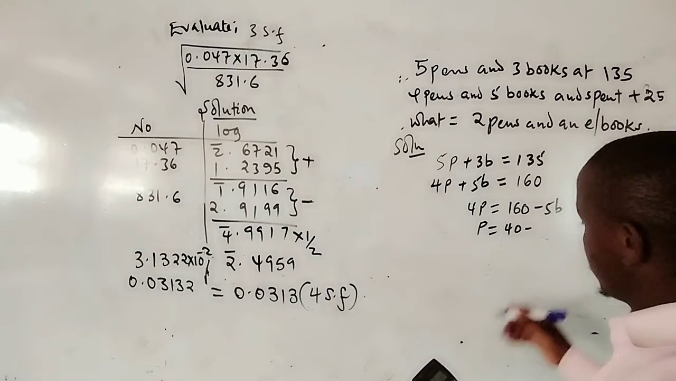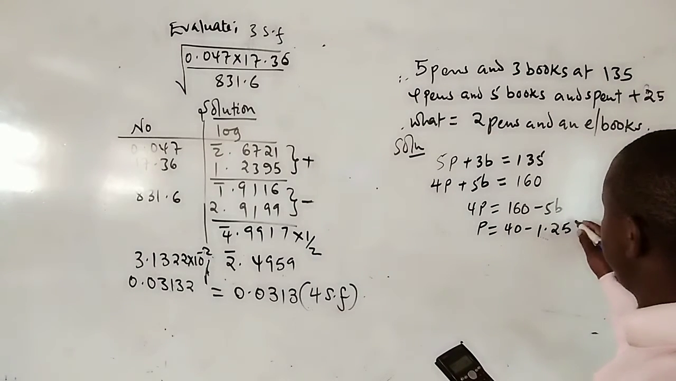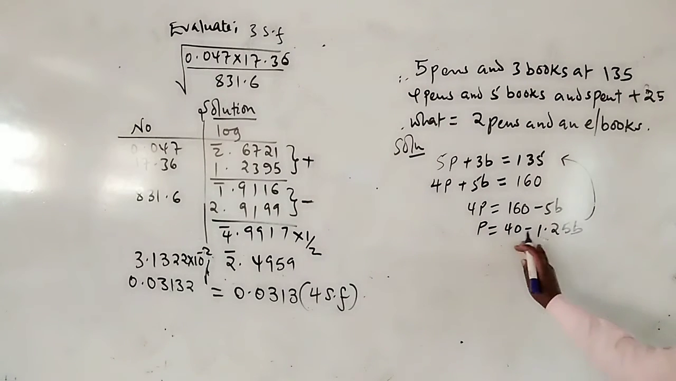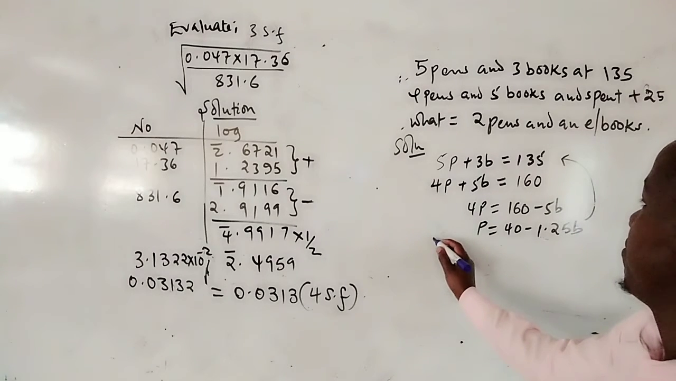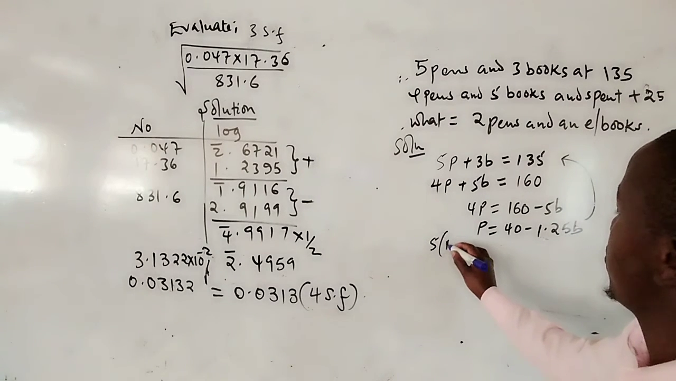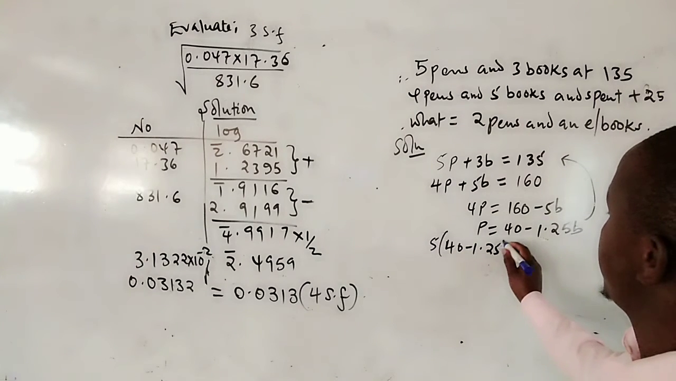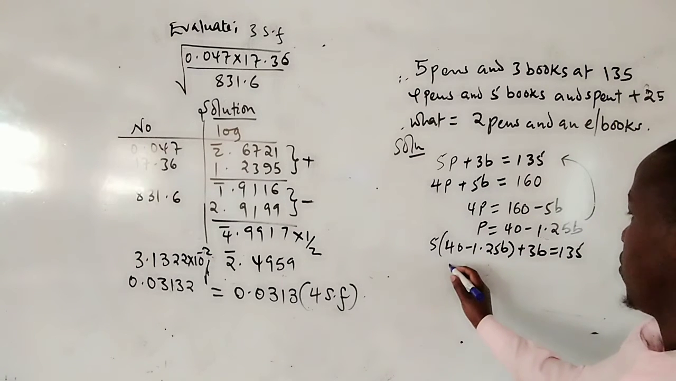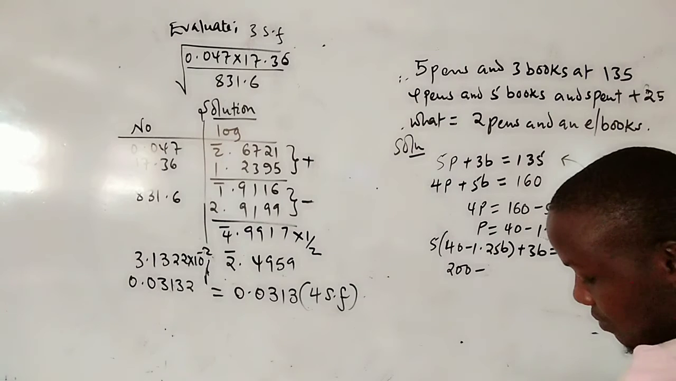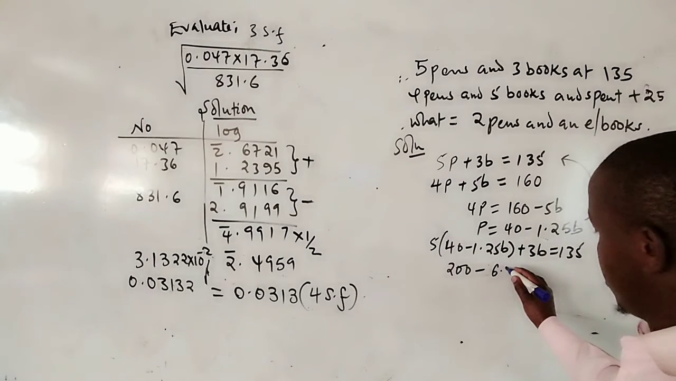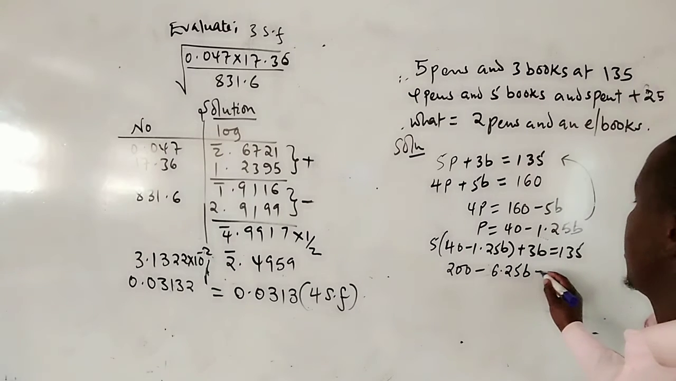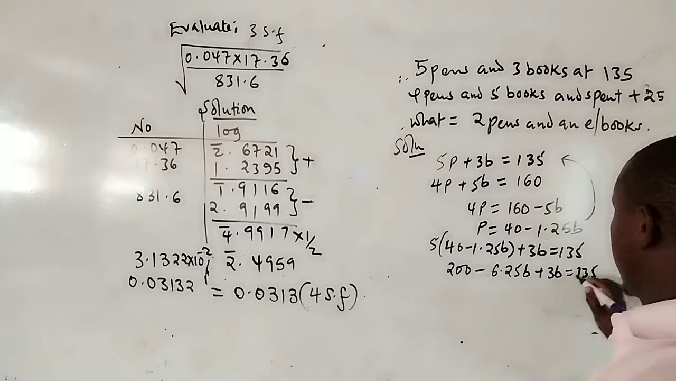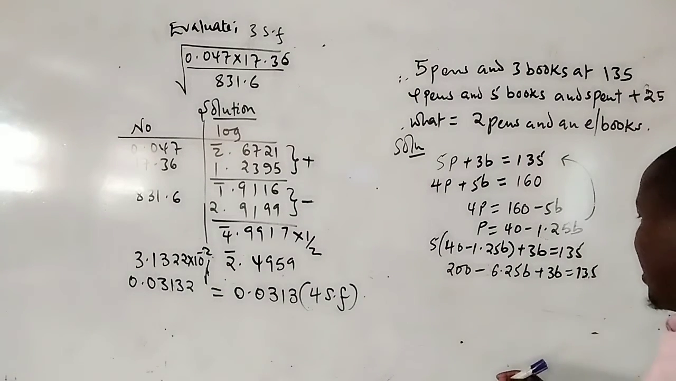5 over 4 is 1.25b. So in the first equation now, where we have p, we replace with this. So we shall have 5 times (40 minus 1.25b) plus 3b is equal to 135. So 200 minus 6.25b plus 3b is equal to 135, sorry.